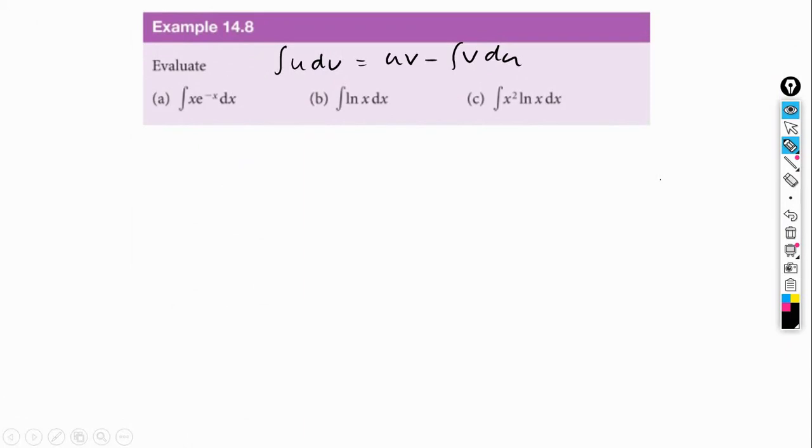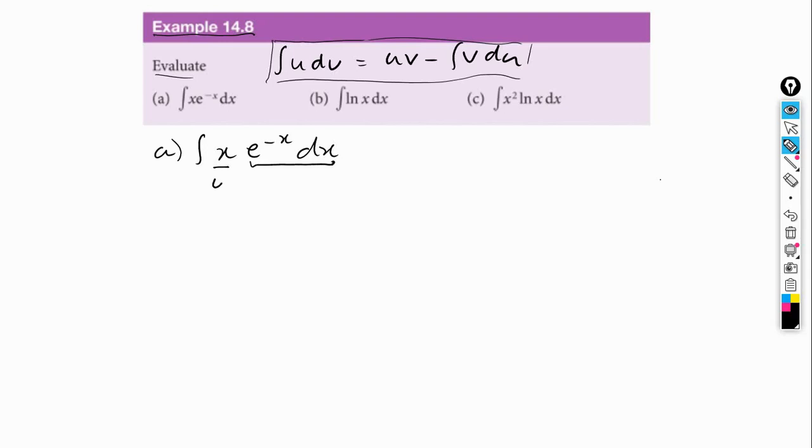Very well, so next we're going to work with example 14.8. And it says evaluate. So notice that here to the right, we have the rule for integration by parts. So let's start with a, which is the integral of x times e to the minus x dx. Remember that the first difficulty is choosing what's going to be u and what's going to be dv, but here it's pretty obvious because it's easier to integrate e to the minus x.